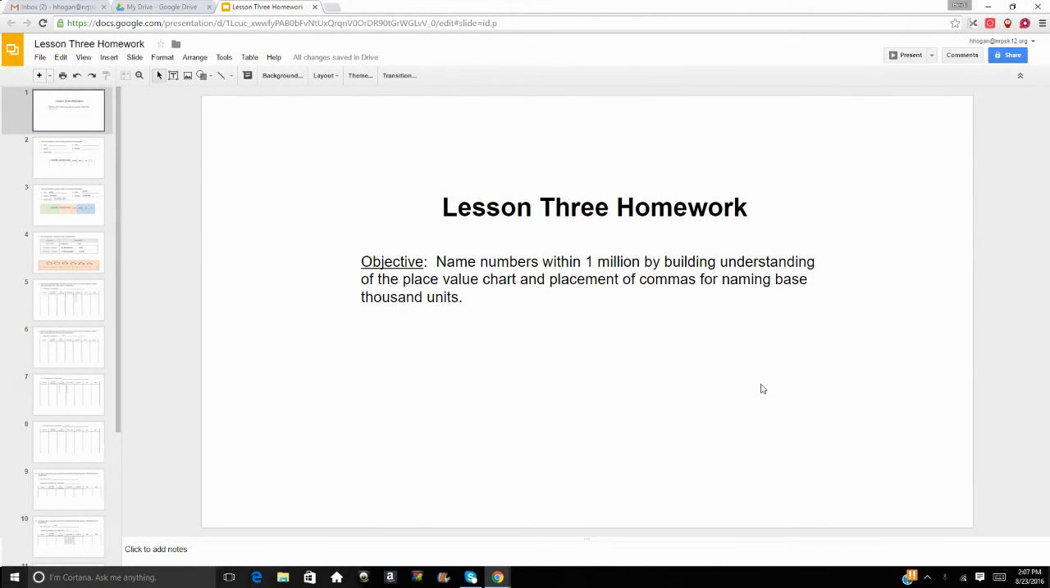Hi again, this is Lesson 3 homework, and the objective for Lesson 3 is to name numbers within 1 million by building understanding of the place value chart and the placement of commas for naming base 1,000 units. And the place value chart is something that we are going to be using throughout the entire year, and it's a great model to use, and it's a tool that you will be using for a very long time, so it's important to use it whenever possible.